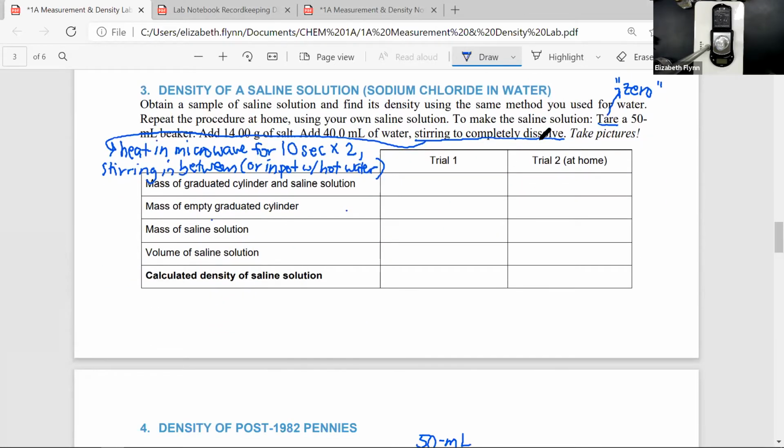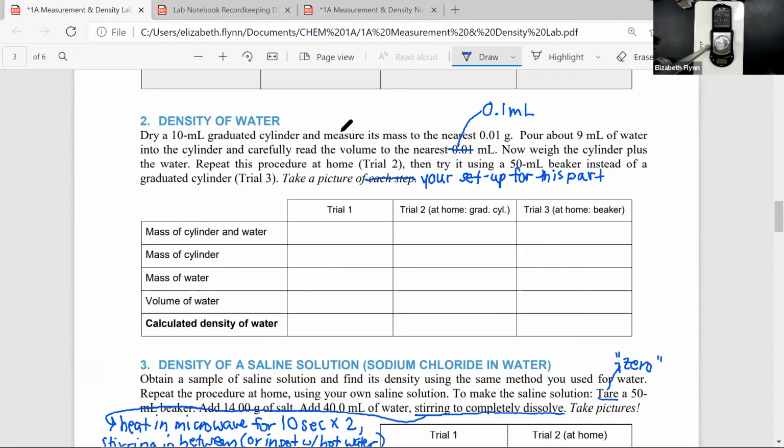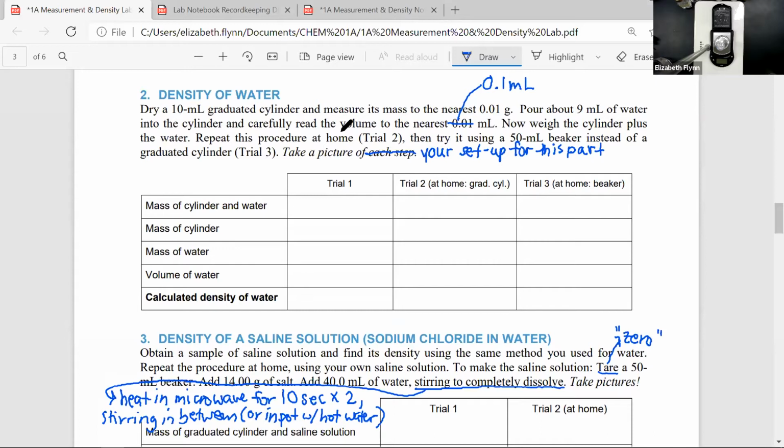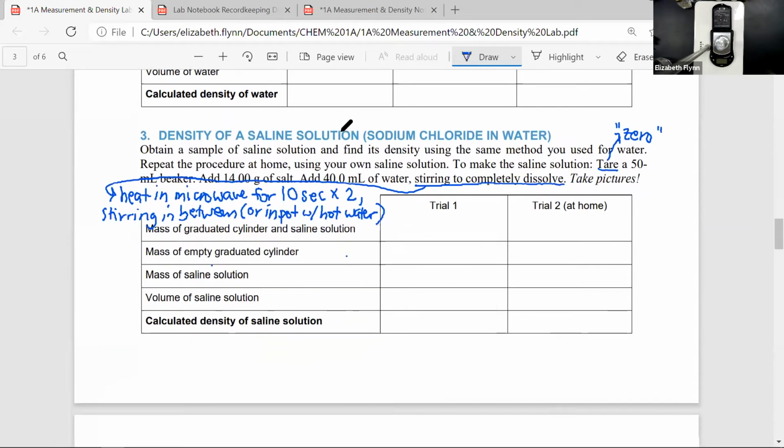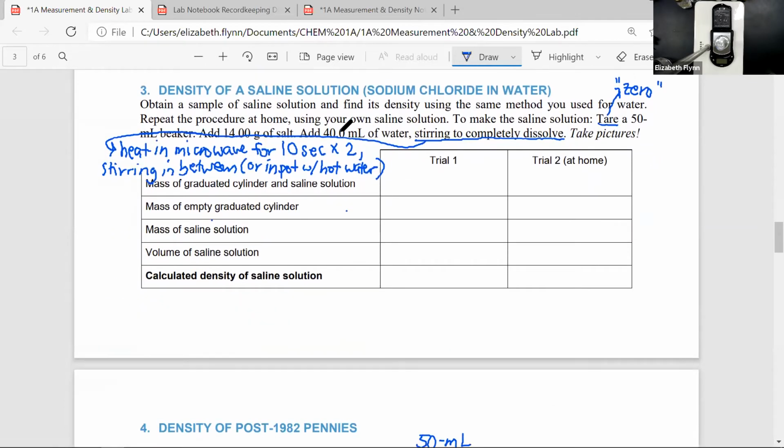We're going to calculate the density of a saline solution, meaning a salty water. A saline solution is sodium chloride dissolved in water. So now we're going to use the same method that we used for part 2, but we have to make the saline solution. So hopefully you have obtained your table salt from home or wherever you shop. What we're going to do is tare a 50 milliliter beaker, add 14 grams of salt, add 40.0 milliliters of water, and stir it to completely dissolve it. Make sure that you also take pictures of this part. So I'm going to walk you through that.